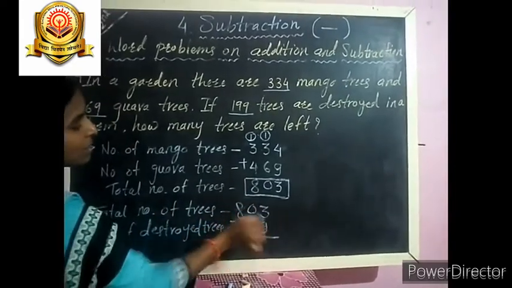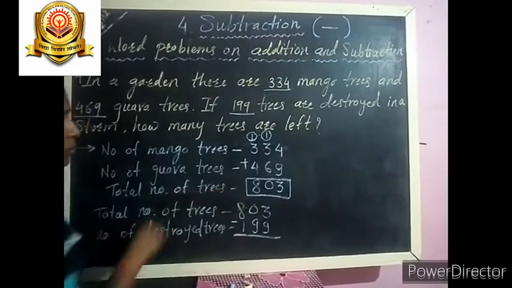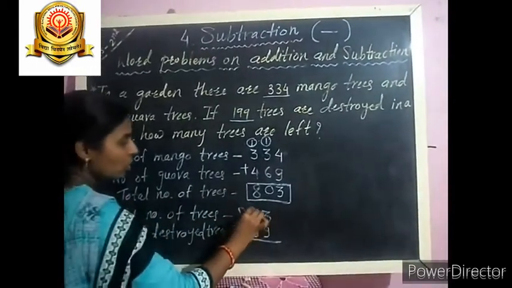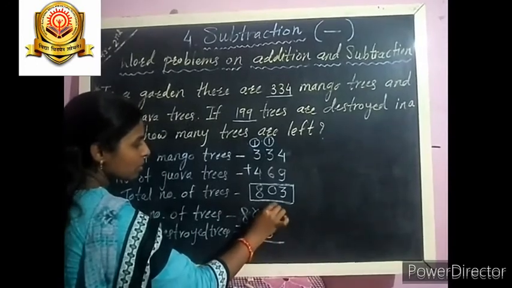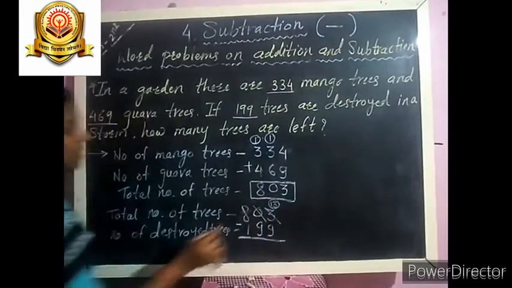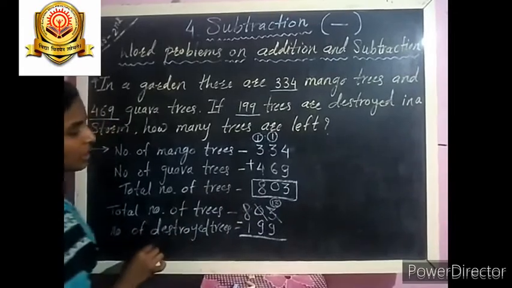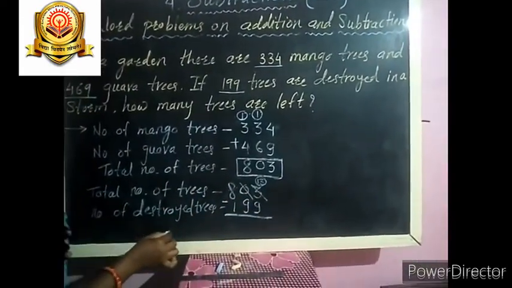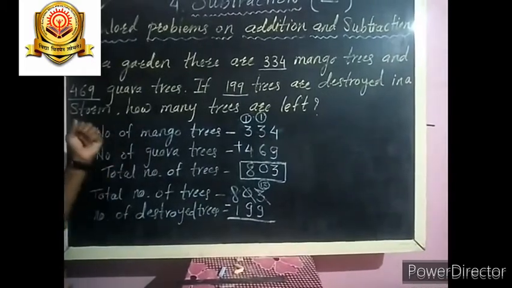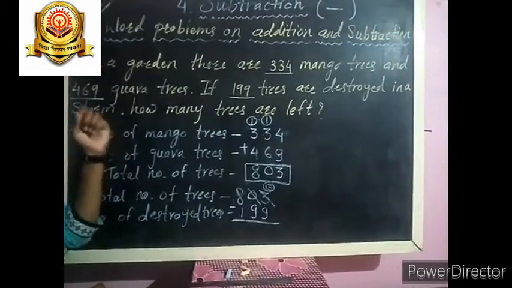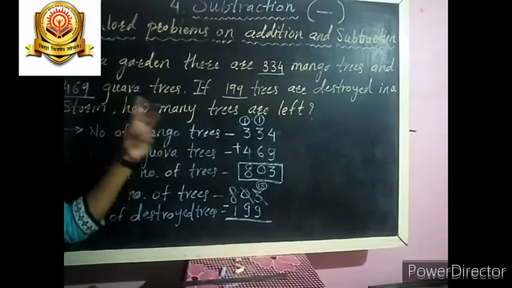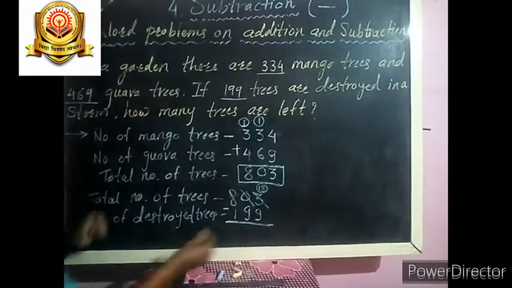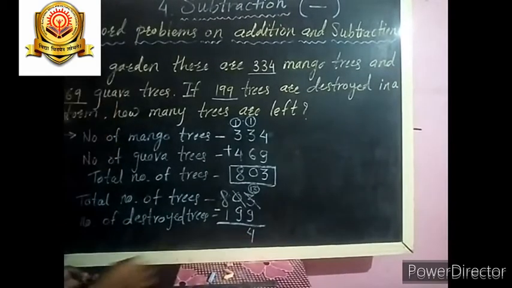Then 3 minus 9. We can't subtract 9 from 3 because 9 is greater than 3. So we take one borrow from the tens place. Then on the ones place, 13. Then 13 minus 9. Count forward from 9 up to 13: 10, 11, 12, 13. How many fingers? 4 fingers. So write here 4.